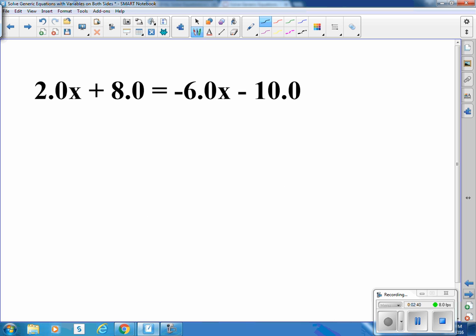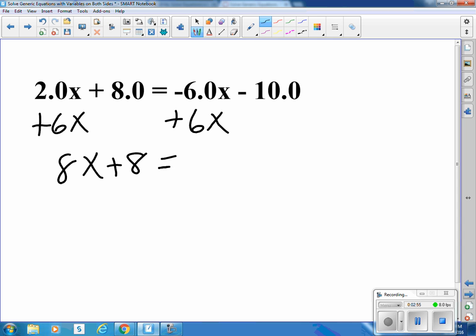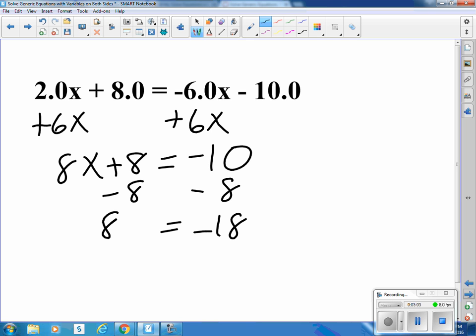x plus 8 equals negative 6x minus 10. Well, I would leave the x where it is. So I would say plus 6x. So 8x plus 8 equals negative 10. And then I can subtract 8, make it negative 18. Then I divide by 8. And a negative divided by a positive is going to be negative. 18 divided by 8 is 2.25. So it's negative 2.25.